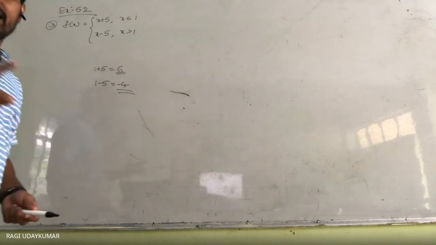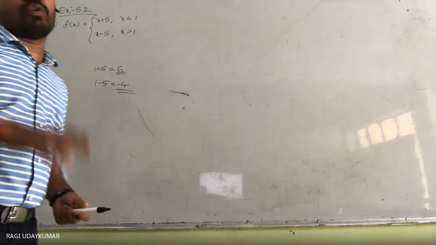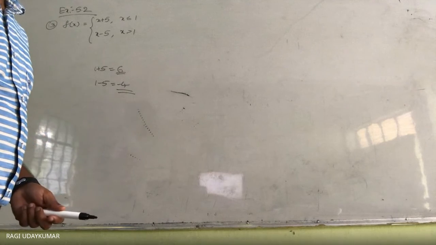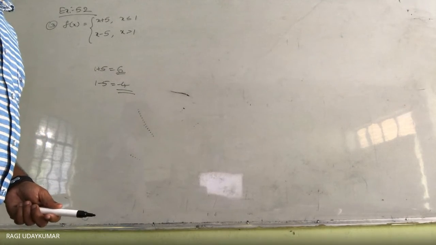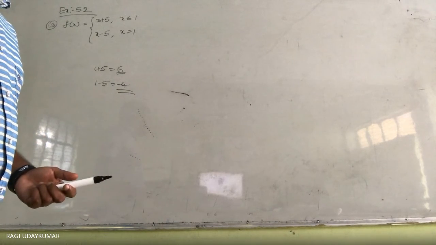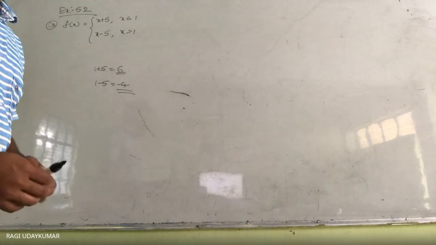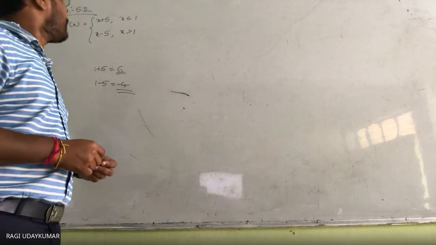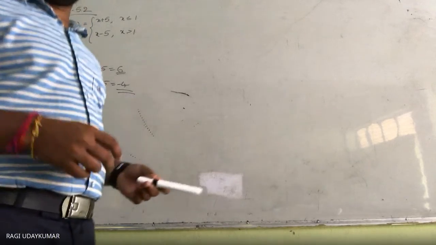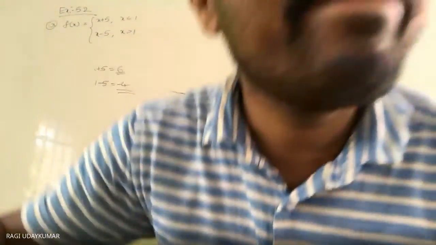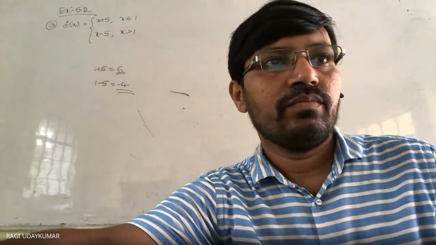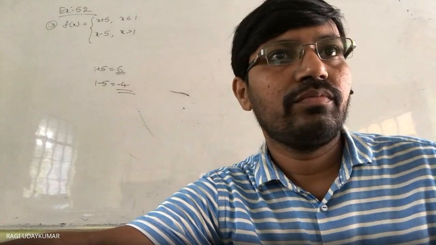So left hand limit and right hand limit are not equal in this problem. Is it clear to you? Therefore it is not continuous at this particular point. Is it clear to you? That is the problem also. समझ में आया? Yes, sir.